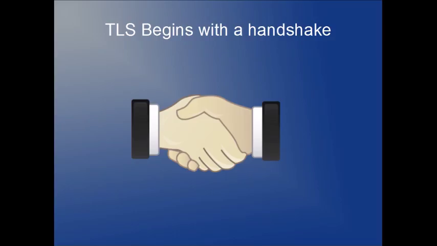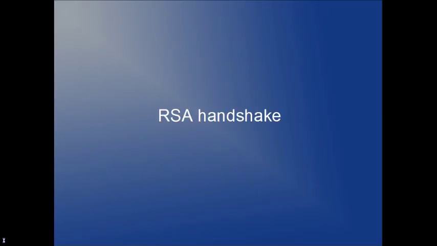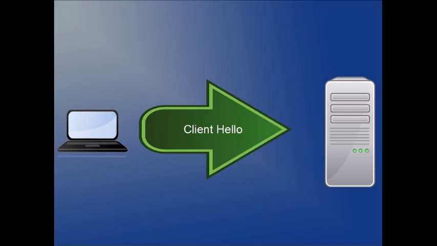So TLS begins with a handshake, and this handshake takes place between a client and a server. Typically, a client will be trying to connect to a server of a company that wants to have the session encrypted. So it might be someone logging into their bank account. The client will send a message to the server called the client hello. And this client hello will contain a random number called the client secret.